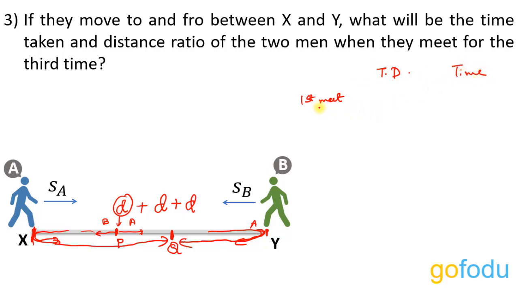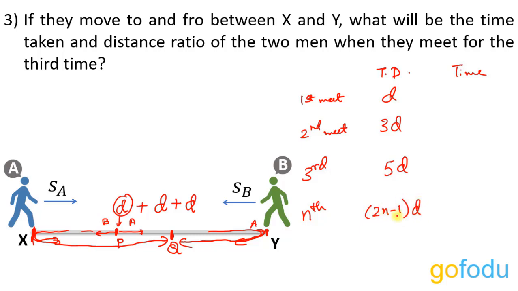In the first meeting they cover total distance D. In the second meeting they cover distance 3D. In the third meeting they cover distance 5D. Similarly, for the nth meeting, they will be covering distance (2n minus 1) D. These are all odd numbers. Looking at the pattern, for the nth meeting they will be covering distance (2n minus 1) D.